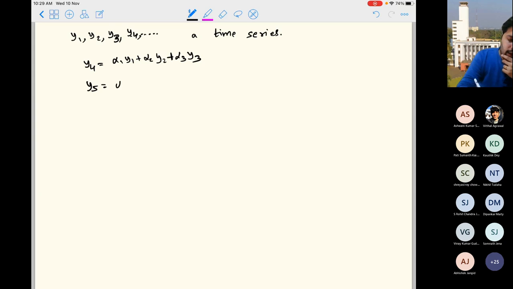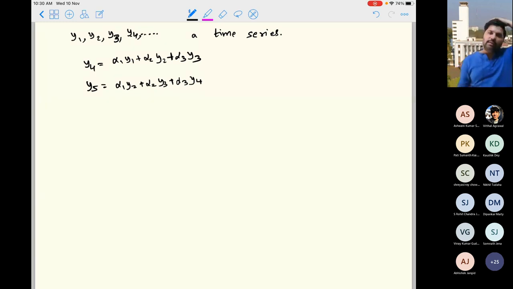Y5 I can write down as alpha 1 y2 plus alpha 2 y3 plus alpha 3 y4 and so on and so forth. Do you understand? So this is what I can write down. So every observation in the time series actually depends on the past three time instances, and you can exactly know what is y3, y4, y5, y6, y7, and so on and so forth.